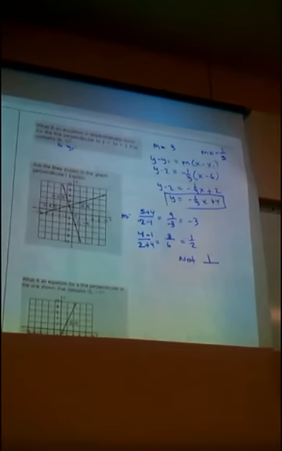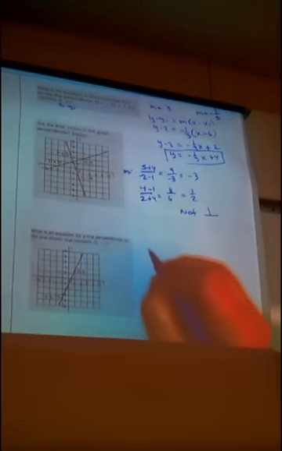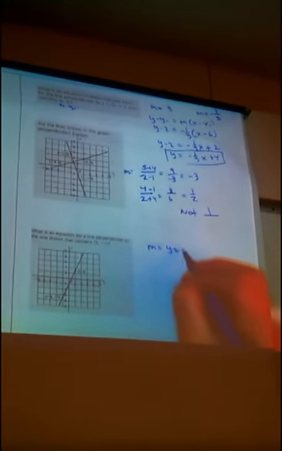Not perpendicular. Okay, one more question and we are done. What is the equation for a line perpendicular to the one shown that contains (5, negative 1)? First thing I need to do is find the slope of that line. And once again, we go back to our slope formula: m is equal to y2 minus y1 over x2 minus x1.